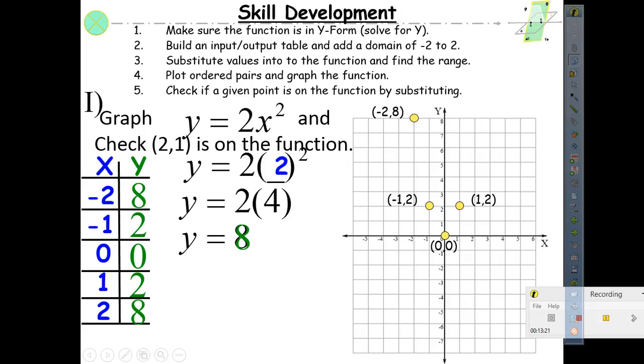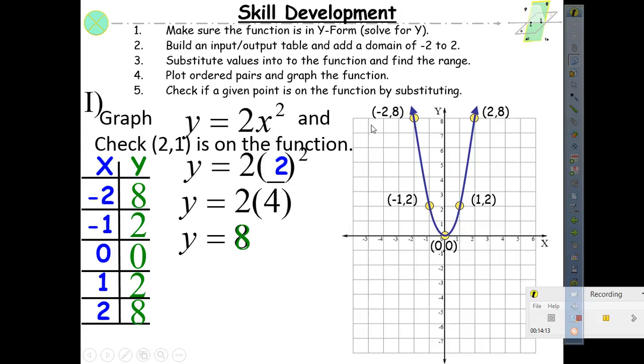So which is the point farthest to the left? -2 and 8. Which is the second farthest? -1, 2, and then from there 0, 0, 1, 2, and 2, 8. And that's how you're going to start. You're going to start from here and go in that direction. So this is how you go. You start from here, go down, and bring it back up, and that's how you sketch your parabola. That's what it's called, a parabola. And once again, this is a quadratic function, parabola.